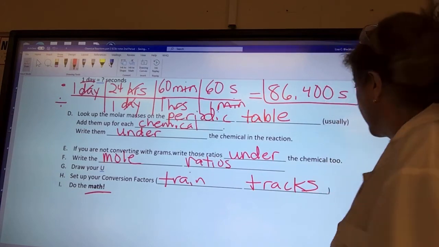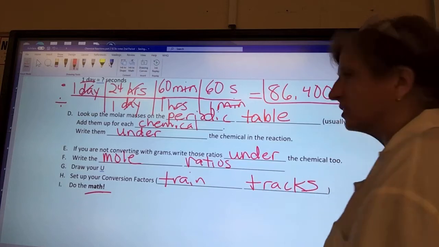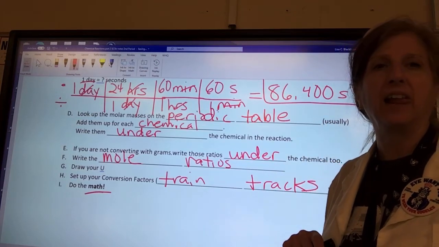It's going to make sense in just a second. I see a troubled look, but just a second, this will make sense. Has everybody got this written down? Almost. Almost.